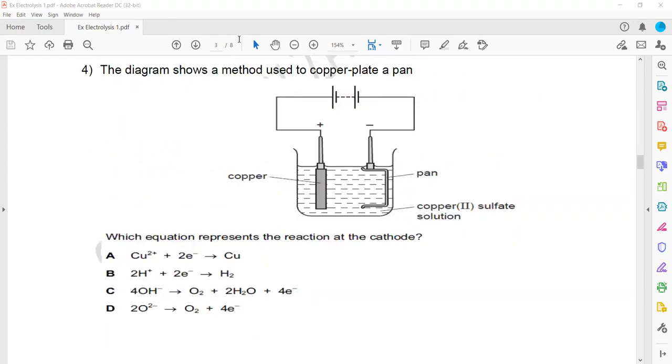The next one, the diagram shows a method used to copper plate a pan. So which equation represents the equation at cathode? So what happened here? Copper ions are there, sulfate ions are there, hydrogen ion and hydroxide. Copper is less reactive, it will move towards the pan. So copper ions will gain two electrons and turn into a copper atom which sticks to the pan. And copper atoms from anode will turn into a copper ion. So we have to write the equation for cathode, meaning copper ion gains electrons and turns into copper atoms.